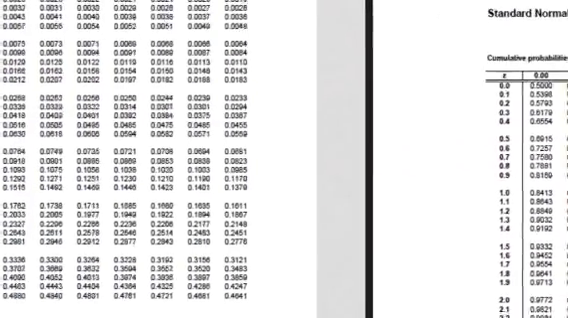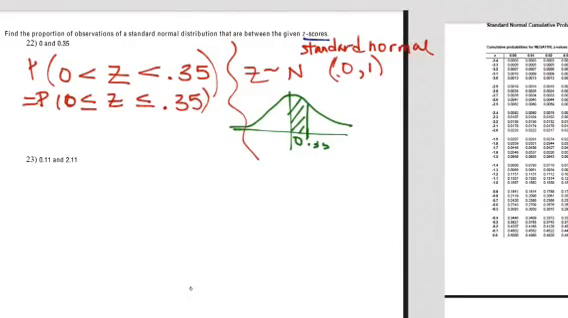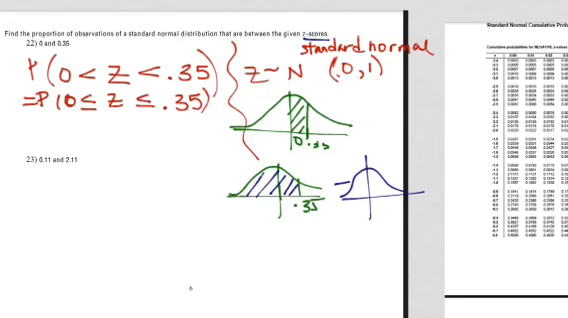So what does this tell you? If you want to find the probability of being between 0 and 0.35, you have to find the probability of being less than 0.35, which would be all of this area, minus the probability of being less than 0, which is just this area. If you subtract this region away from this region, that will cut out everything we don't want and leave you with just the stuff in the middle. I don't know if that makes any sense.